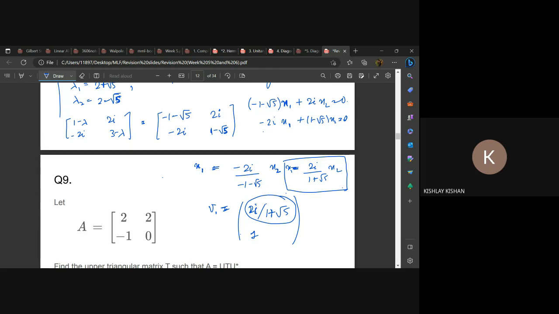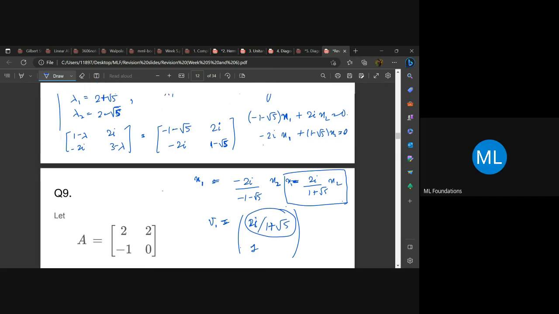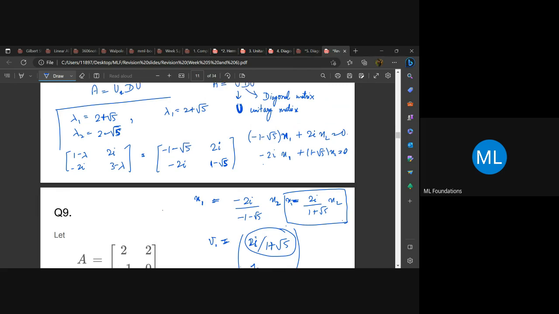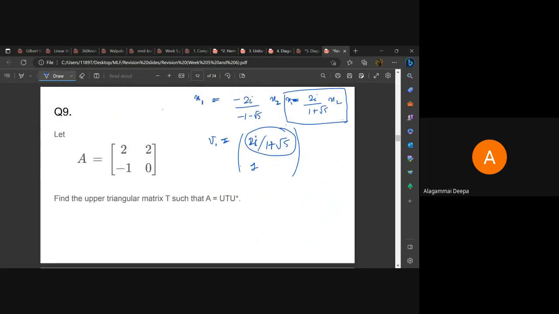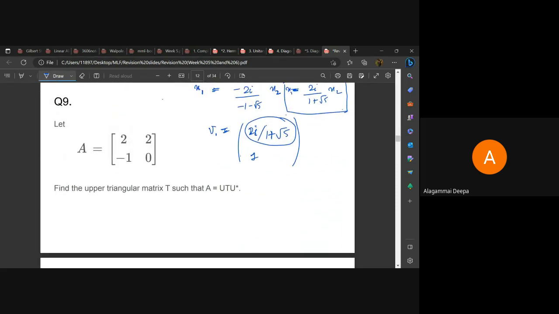This you calculated for which eigenvector? This is for 2 plus root 5. Ma'am, can you please just show me how to normalize, if you want to normalize the complex one, especially the 2i divided by 1 plus root 5? If you show that also, it's enough, ma'am.